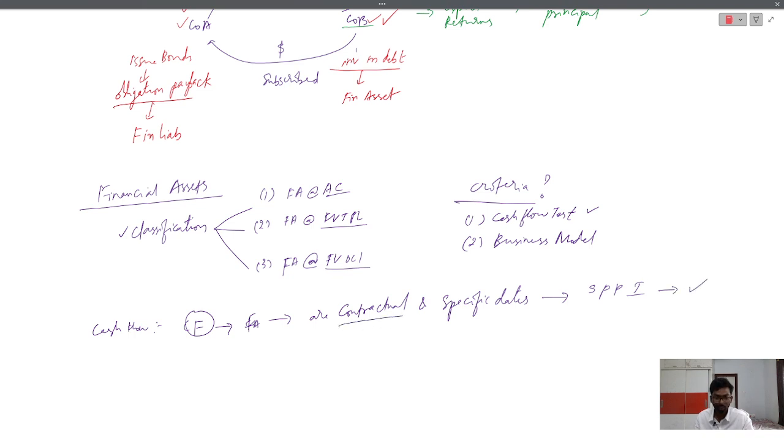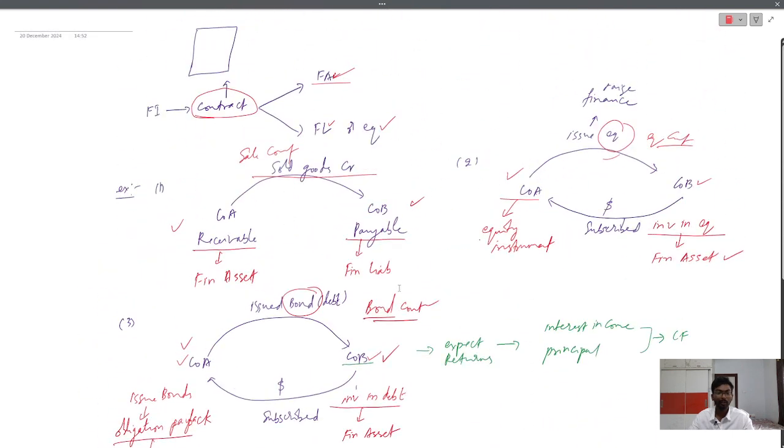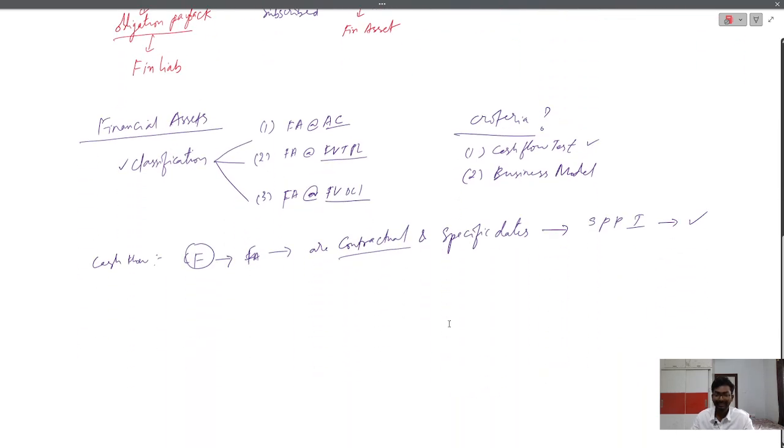Now, when I say contractual in nature, I mean the cash flows arising from our sale contract, here our equity, here our bond contract. Okay. Now, what do I mean by these specific dates?